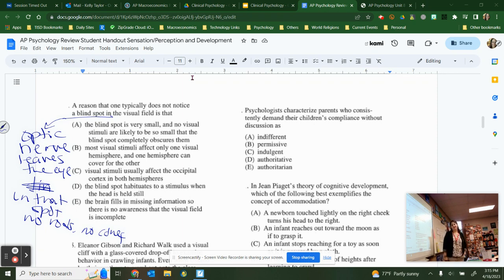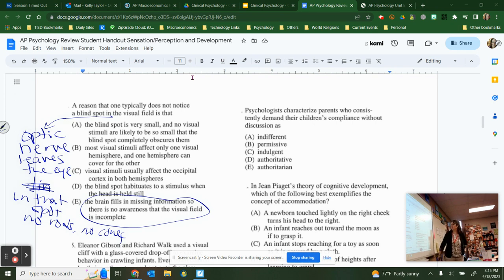What did you guys put? Yeah, E. The brain fills in missing information, so there's no awareness that the visual field is incomplete. The other ones are just incorrect. You can't be like, oh, well, it's thinking of this other thing. They're just made up stuff.